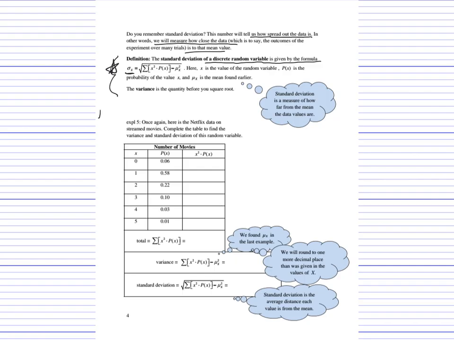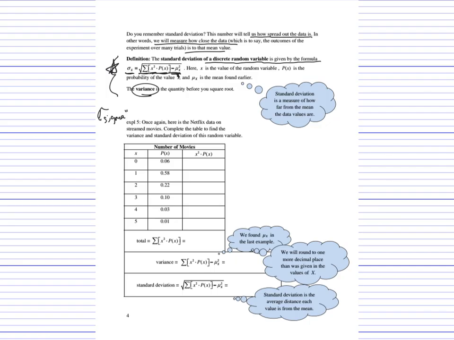Again, we're using sigma for the notation. And I've got that crazy looking formula. It basically tells me square each x value, multiply it by its probability, add those up, and then subtract off the mean that you just calculated, squared. Once you do that, you've got the variance. If you square root it, as the formula says, you get the standard deviation.